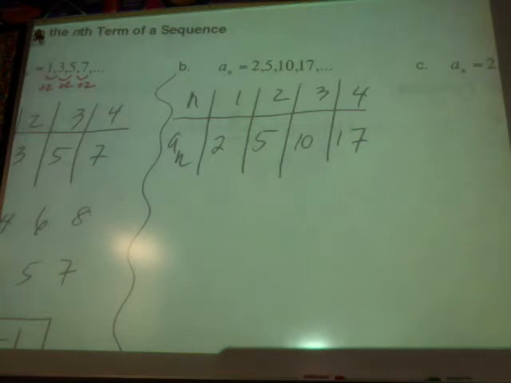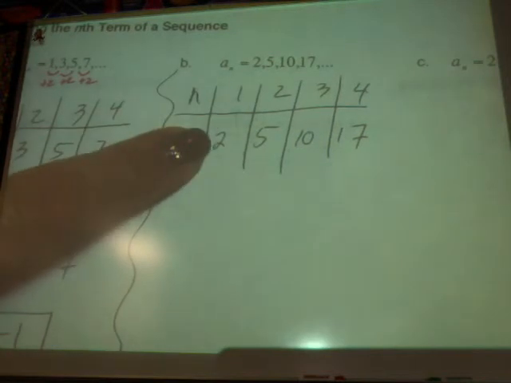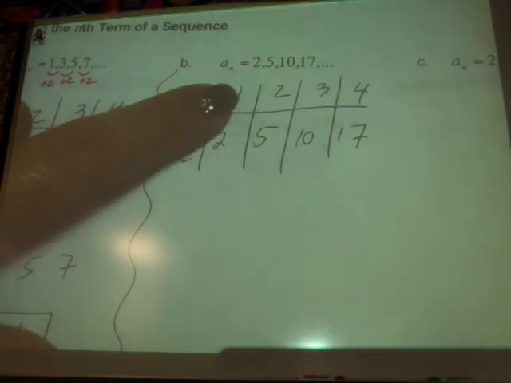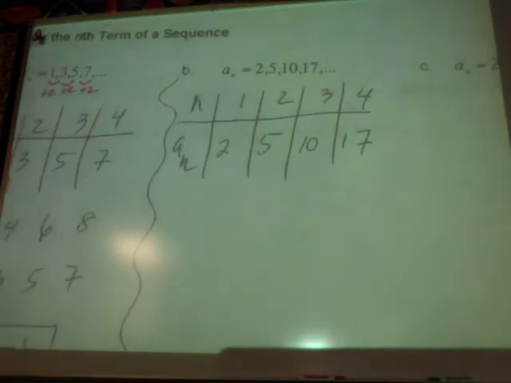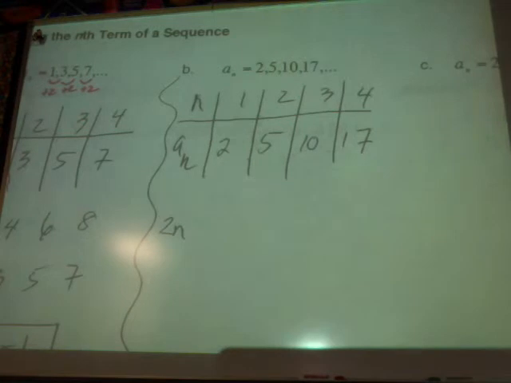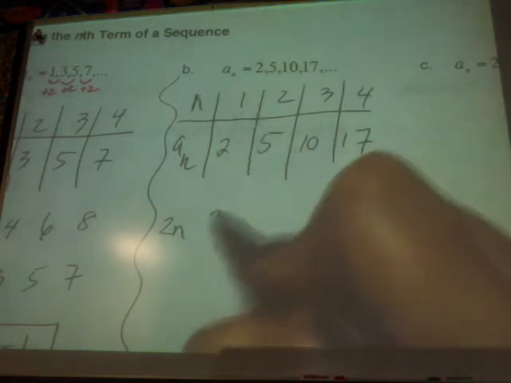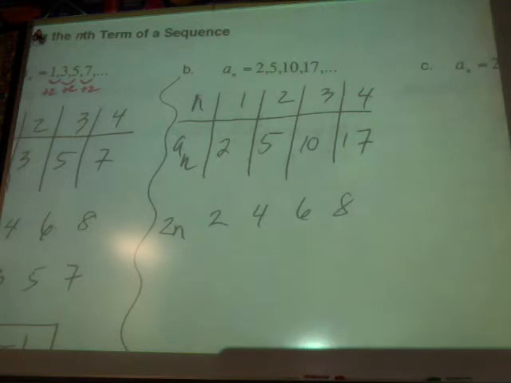Okay. So, to go from here to here, I could multiply by 2, right? But that's not going to help here. So 2 times 1 is 2. That gets us there. But if we just look at 2n, see if that helps you at all. 2n is going to give us 2, 4, 6, and 8. Anything at all?